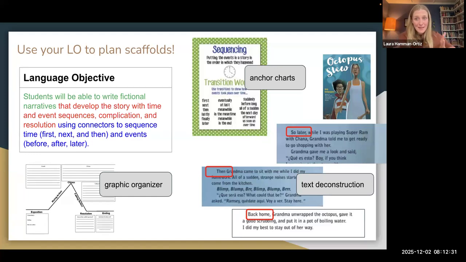And so now that I have my language objective, I can think about all of the ways I'm going to support students to be able to develop their story using these components and to be able to use some of these specific words for sequencing in their story. And so that is why we use language objectives and why we have language standards to help us design those objectives. So ultimately, we can support students to develop the language they need to be successful at school.